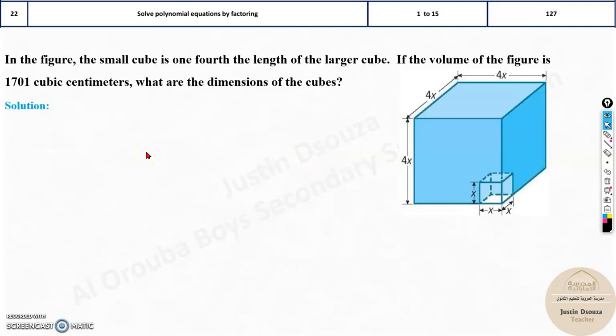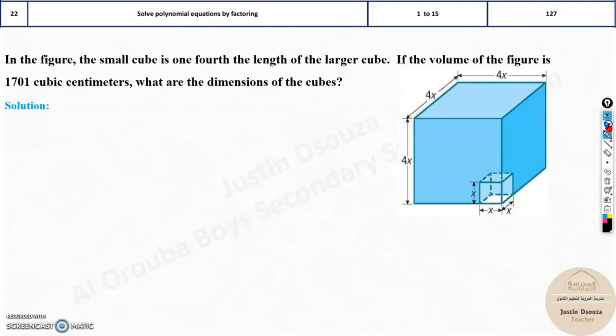Now, let's go to the last type, because the last type is a real world problem. Let's look over here in the figure. The small cube is 1/4 the length of the larger cube. Can you see the small cube is 1/4 the larger cube? Since the figure is given, they have told this is 4x, this is x. The small cube is 1/4. That means if this is 1/4 x, the other one will be x. Now you can multiply both the sides by 4. This cancels. You will get 4x over here and this will be x.